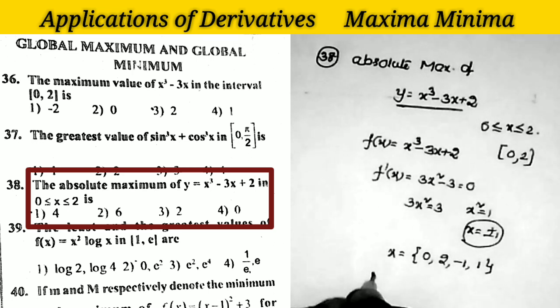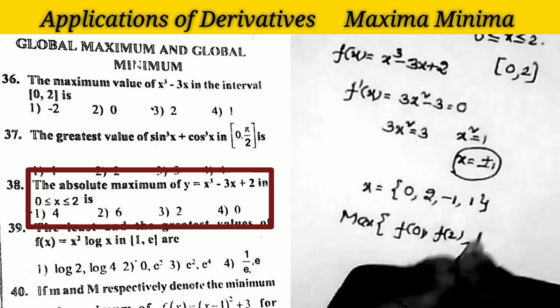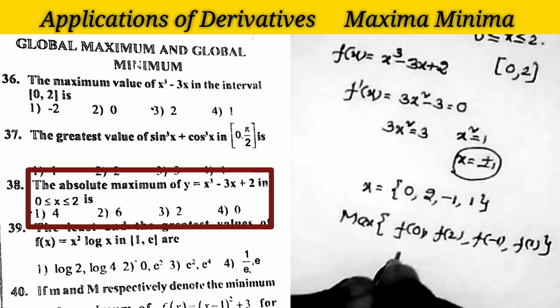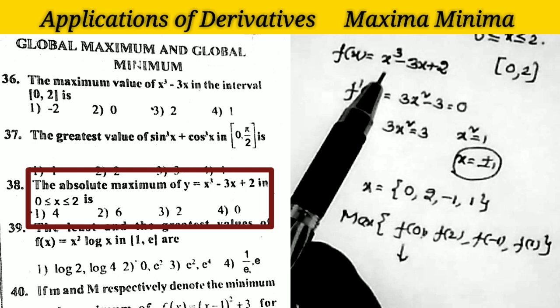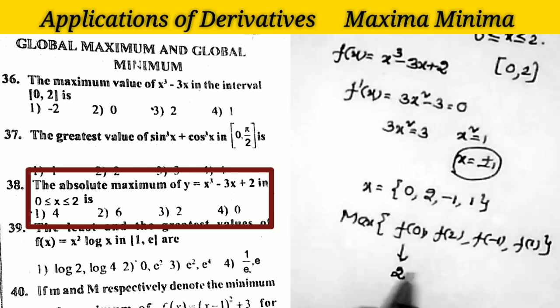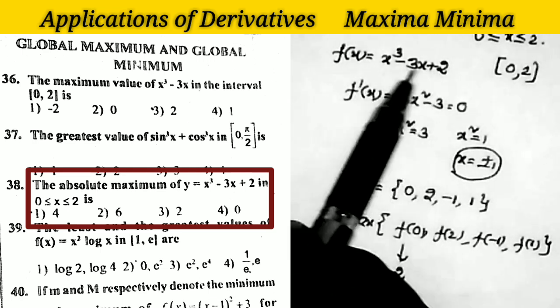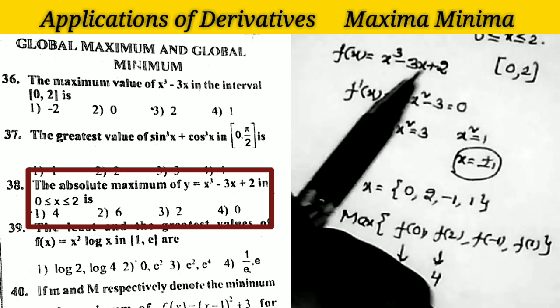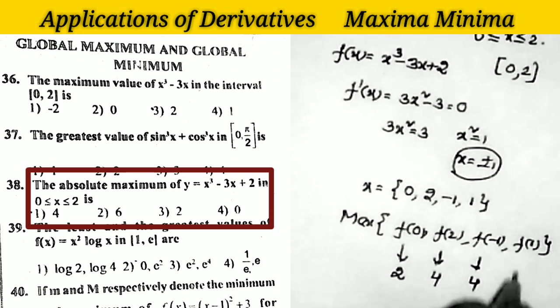Now what is the maximum of f of x? We find all these values and take the maximum value: f of 0, f of 2, f of minus 1, f of 1. What is f of 0? 0 minus 0 plus 2, that is 2. What is f of 2? 8 plus 2, 10 minus 6, that is 4. What is f of minus 1? Minus 1 plus 3 plus 2, that is 4. And what is f of 1? 1 minus 3 plus 2, that is 0. So the maximum value is equal to 4, and that is the first option.